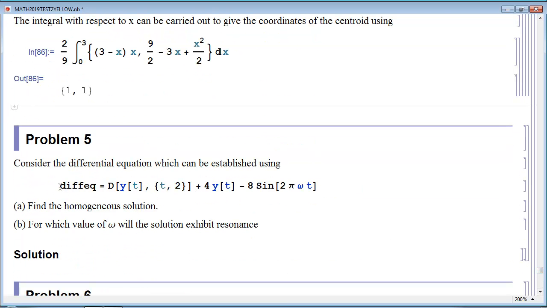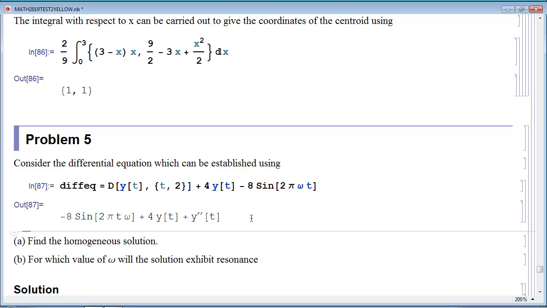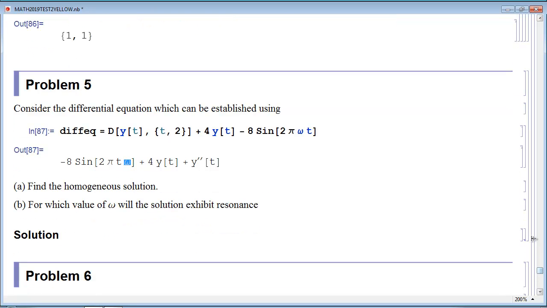The next problem is concerned with a differential equation, which we can establish using that, and we can see that it's a linear second order differential equation with constant coefficients, and that it's inhomogeneous because it also contains this forcing term. So we're asked to find the homogeneous solution, and we're asked for what value of this frequency omega here will the solution exhibit resonance. So let's get on with that.